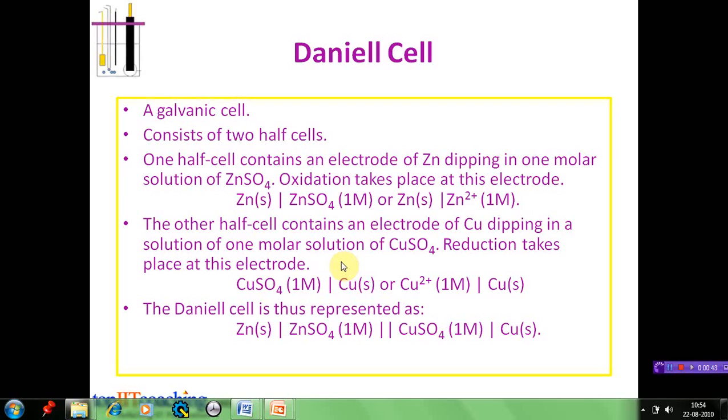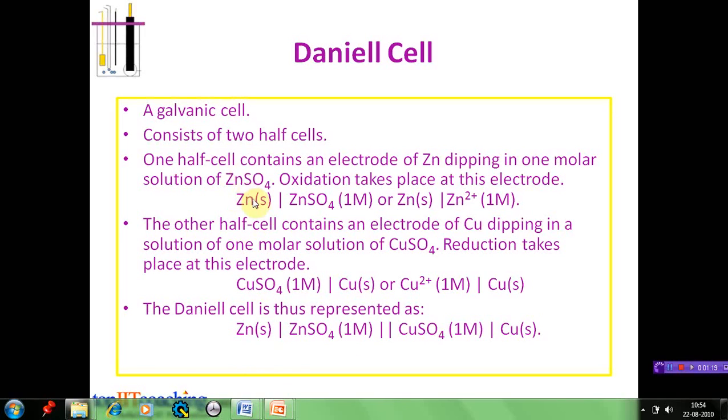In the other half cell, reduction takes place, that is, this part forms the cathode. It consists of a copper cathode or copper electrode, which is dipped in unimolar solution of copper sulfate. So in case of cathode, we first write the electrolyte, that is copper sulfate, and then mention its concentration, that is 1 M. Then a pipe character separates it from the electrode, that is copper. As seen earlier, we can also write copper ions instead of copper sulfate.